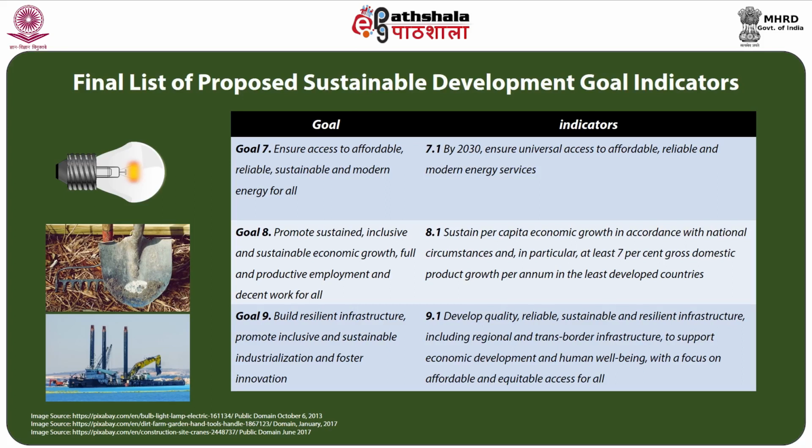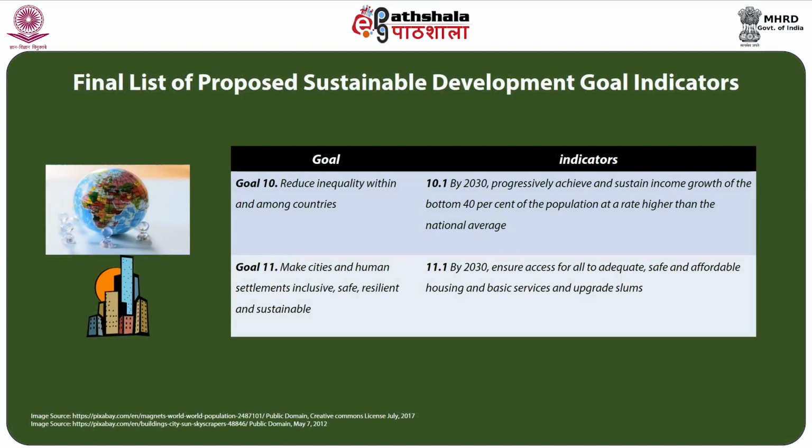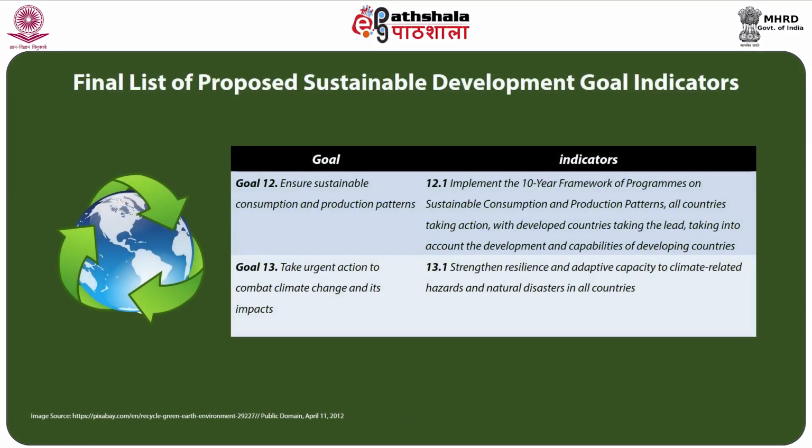Goal 9: Build resilient infrastructure, promote inclusive and sustainable industrialization and foster innovation. Goal 10: Reduce inequality within and among countries. Make cities and human settlements inclusive, safe, resilient and sustainable. This is goal 11. And goal 12 is ensure sustainable consumption and production patterns.